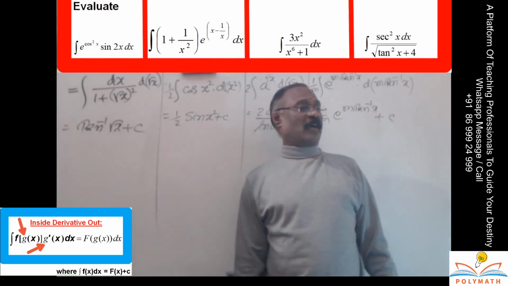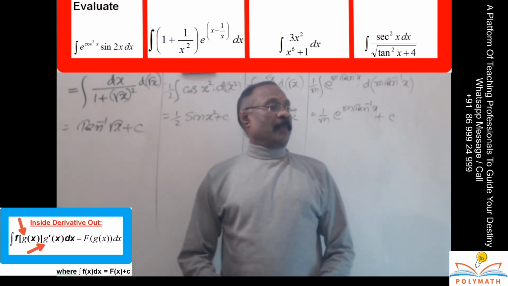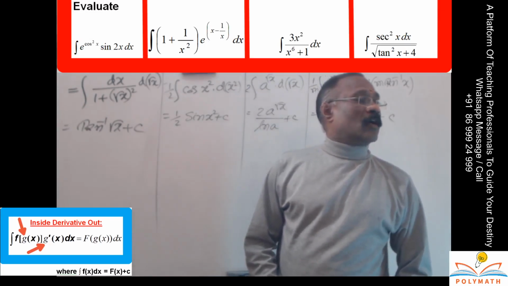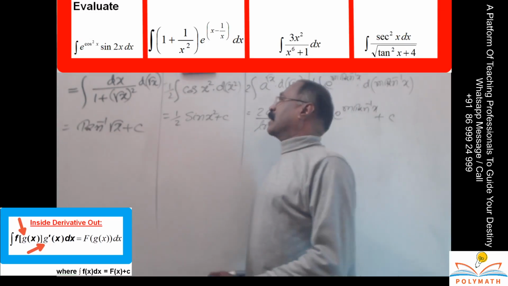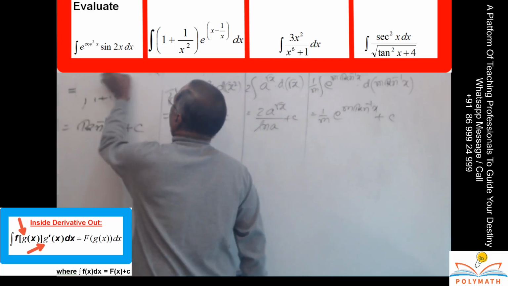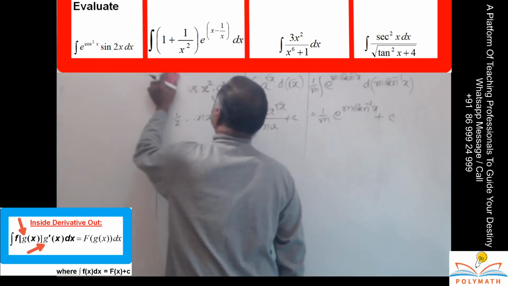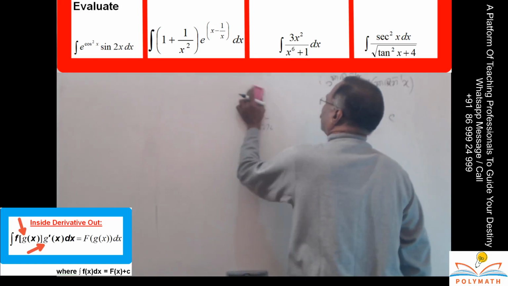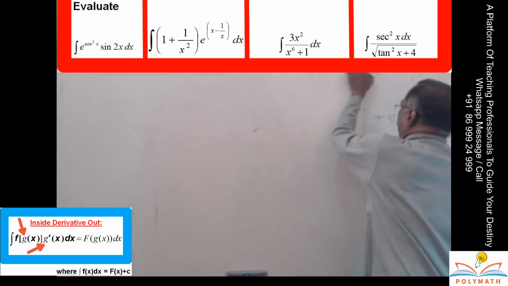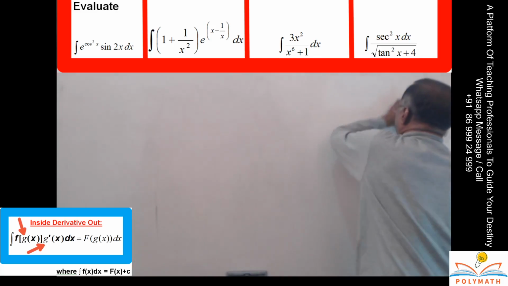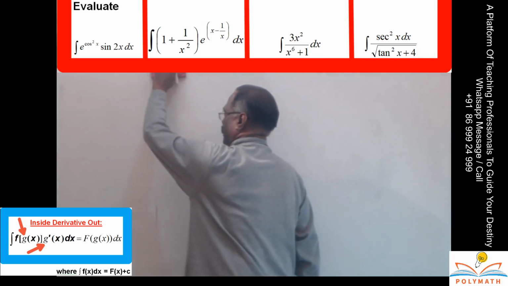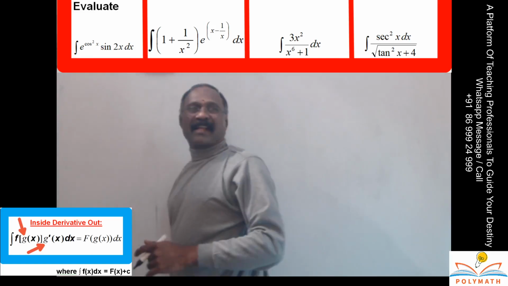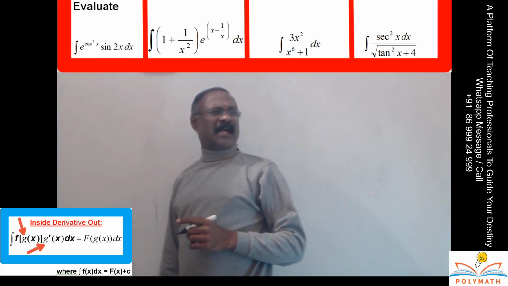Let us see the next problem here. Next one is e power cos square x into sin 2x. If you see the power of e, it is cos square x. What is the derivative of cos square x? Minus 2 sin x cos x. Of course, minus is missing there, so write a minus outside.